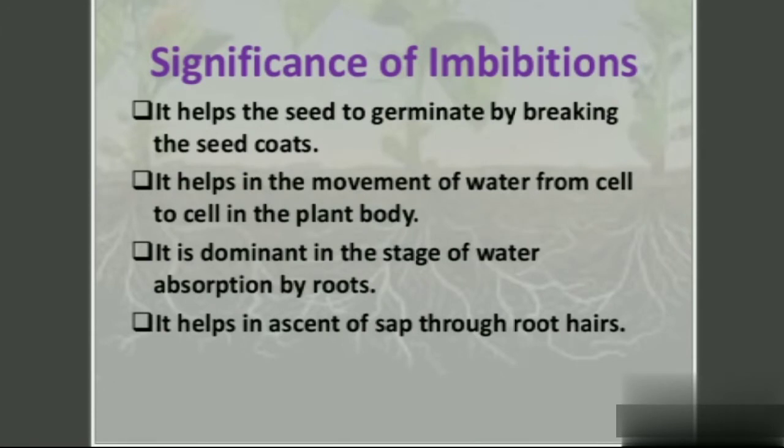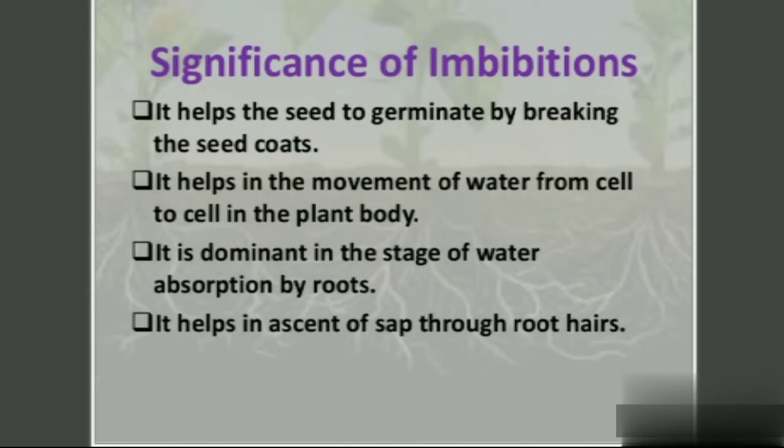What is the significance of imbibition in root absorption or in the plant? It helps the seed to germinate by breaking the seed coat. Everyone knows what germination is. Germination is nothing but the plant starting to grow from the seed. But how does the plant start growing? The leaves come out from the seed, as if bursting out. That happens because of imbibition. The seed absorbs water, and because of that it bursts, and the embryo, the tiny plant, comes out of the seed.